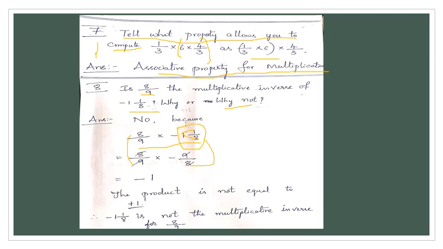Children, here 8 and 8 get cancelled and 9 and 9 get cancelled. The product obtained is minus 1. So the product is not equal to plus 1. So minus 1 by 8 is not the multiplicative inverse for 8 by 9. Children, I hope you understood this one also. Now let us move on to the next main.